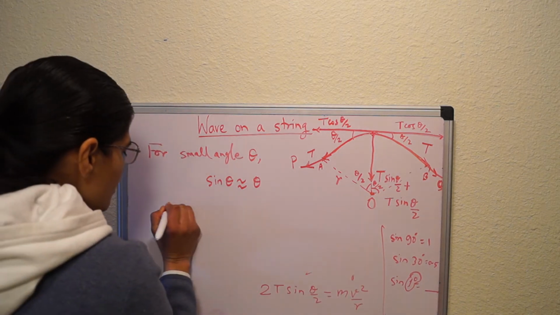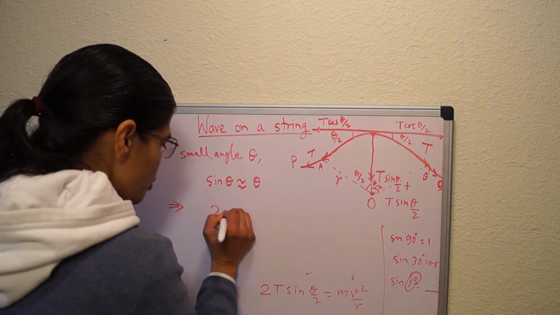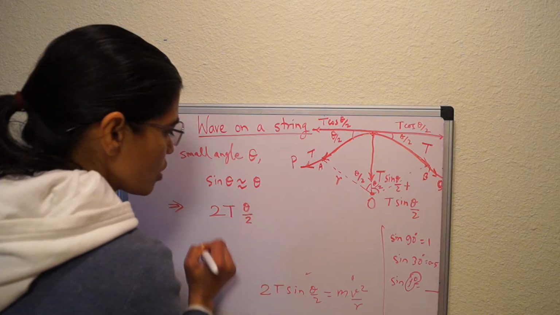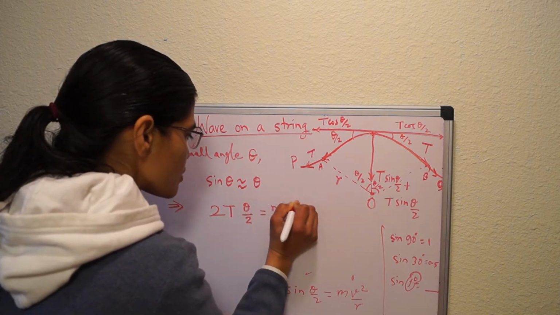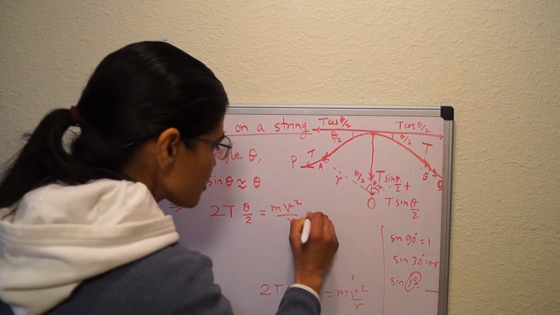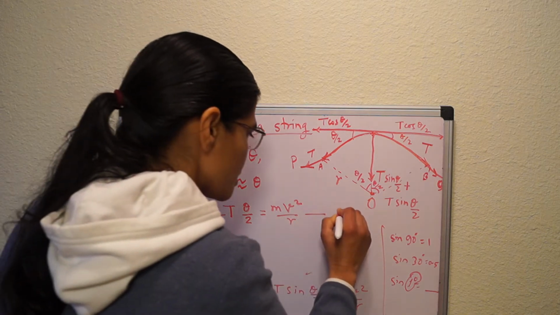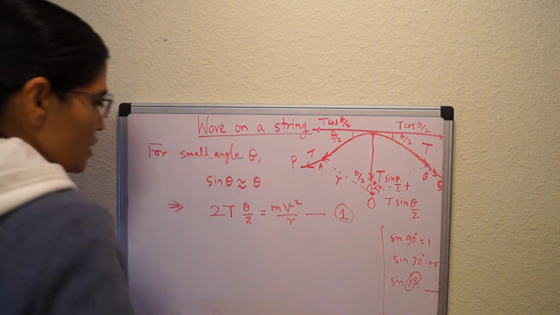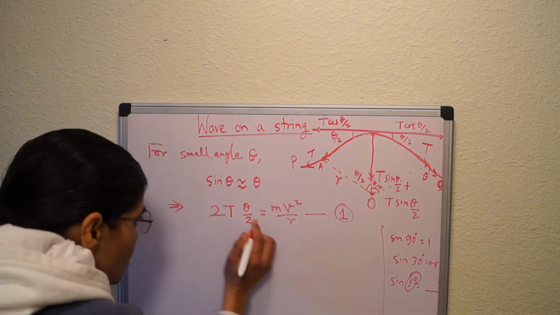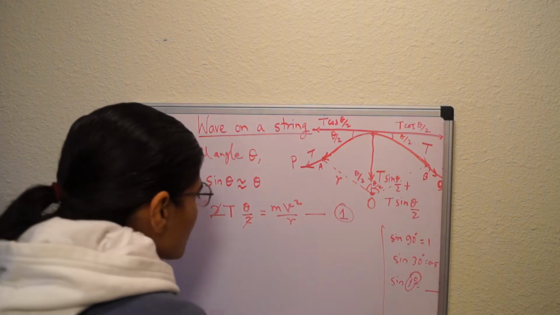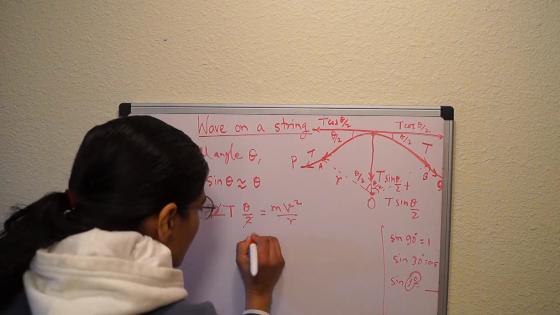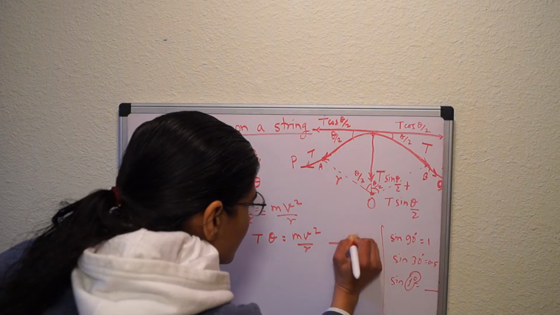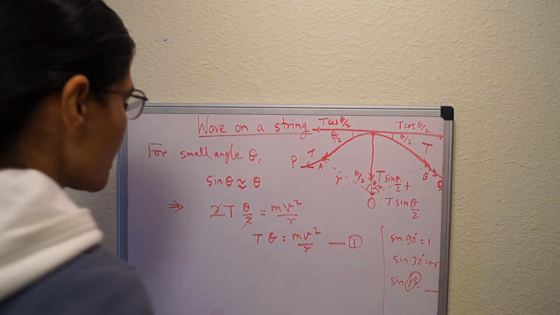So this means from this equation we could write 2T, instead of sine theta by 2, just theta by 2, and that must be equal to mv squared by r. I want you guys to label this as some equation. Let's call this equation 1, just giving it a name. Then you can cancel this out. T theta equal to mv squared by r. This is neater, so let's write that as equation 1.